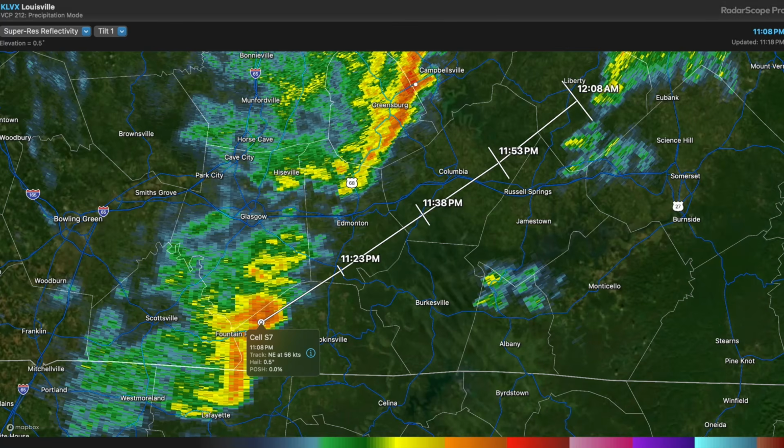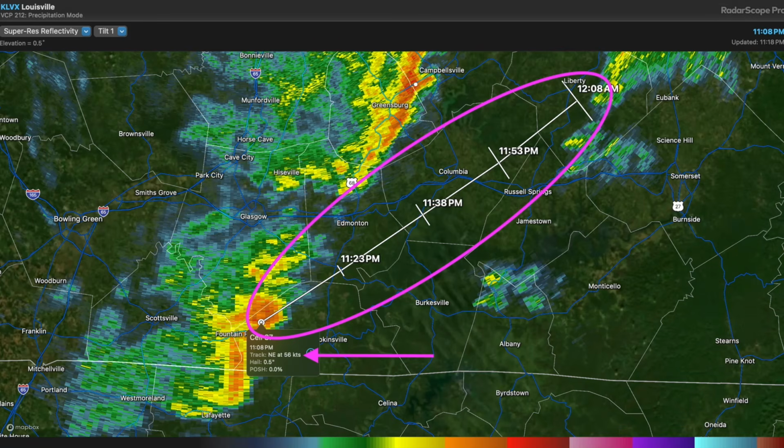In addition, SCIT can extrapolate what the storm's track might be for the following 60 minutes, including speed and direction. For new storm cells, this is estimated using the average motion of all cells in the radar domain or from environmental information.